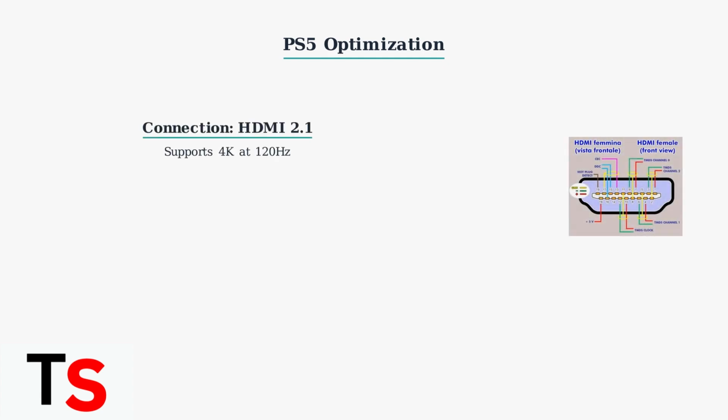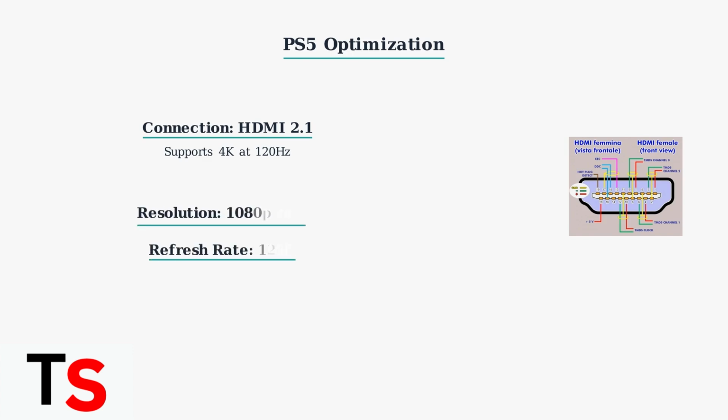PlayStation 5 users need specific settings to take full advantage of the console's capabilities. Proper connection and configuration ensure you get the best gaming experience possible. Connect your PS5 using an HDMI 2.1 cable to support the highest resolutions and refresh rates. This connection type is essential for 4K gaming at 120 Hz.